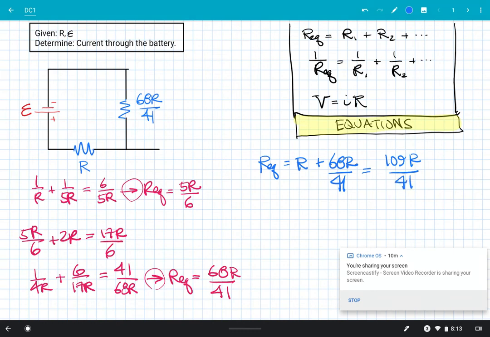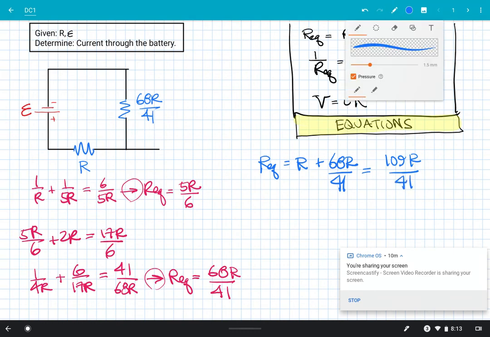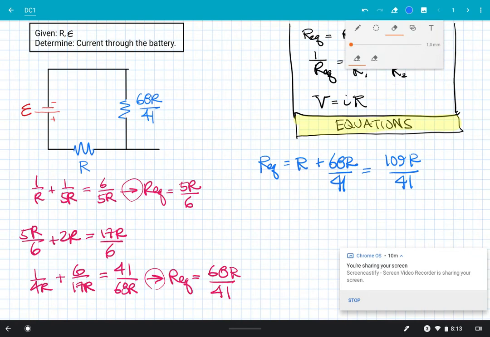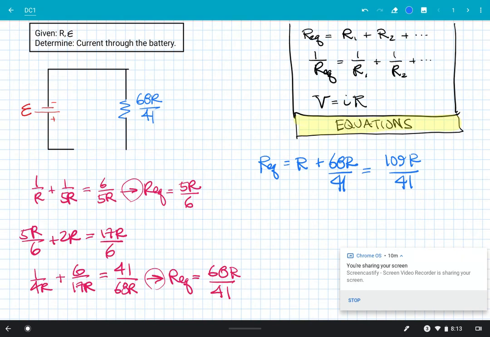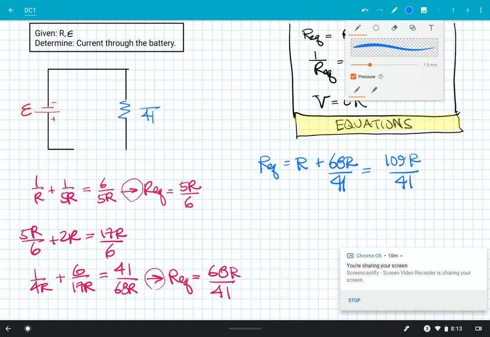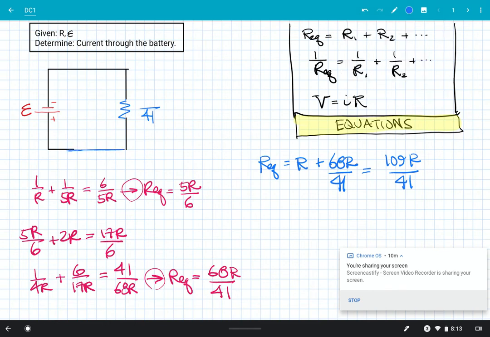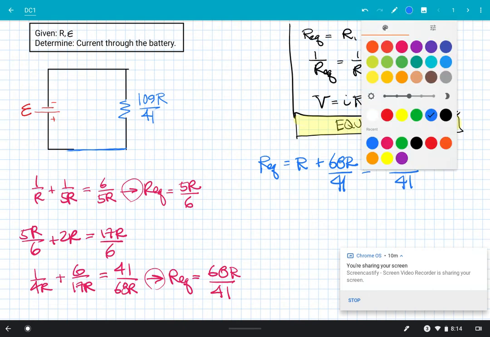So I'm going to finish this with a drawing so you can see here. What this does is it gets rid of this, and I didn't mean to do that. And let's see, 109R is what I want to change that to there. So this is now only one equivalent resistor, so we can just model it that way. That equivalent resistor is equal to 109R over 41. Notice this question is asking me to determine the current through the battery. So that's what I want to find here.